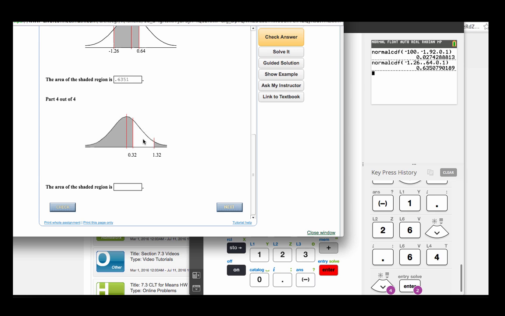Now this one will be a little bit trickier because what we're going to do is find this area that isn't shaded. Since the calculator will find the area between two z values, we'll then subtract that from 1. Because what we have to remember is that the area under the entire distribution is 1, or 100%.